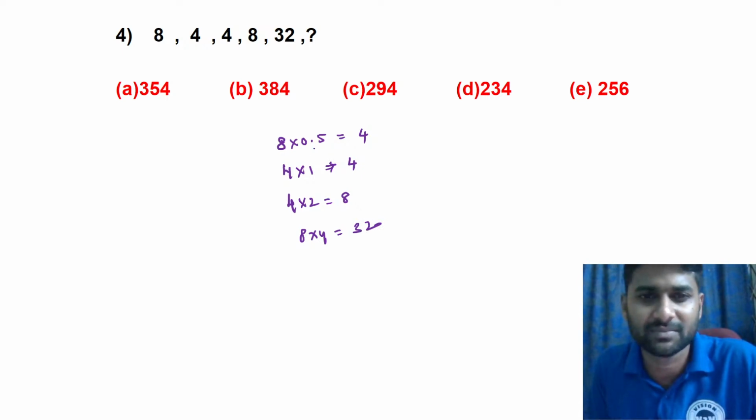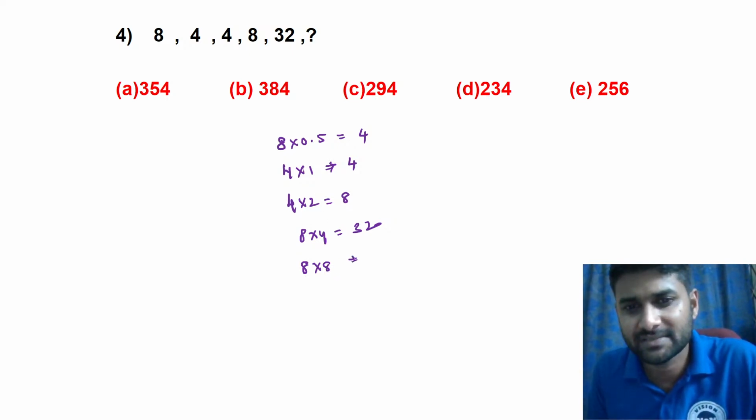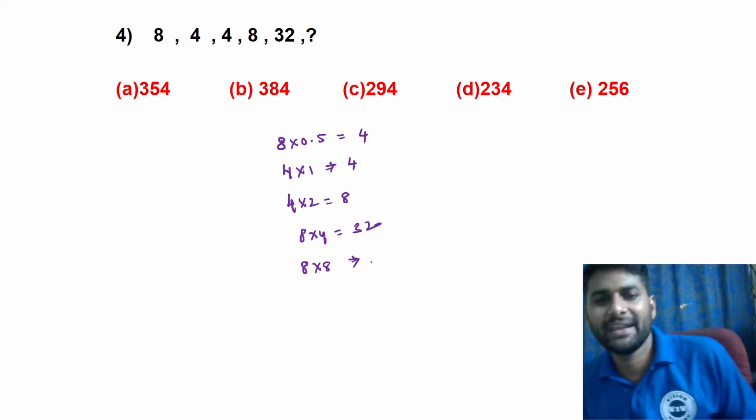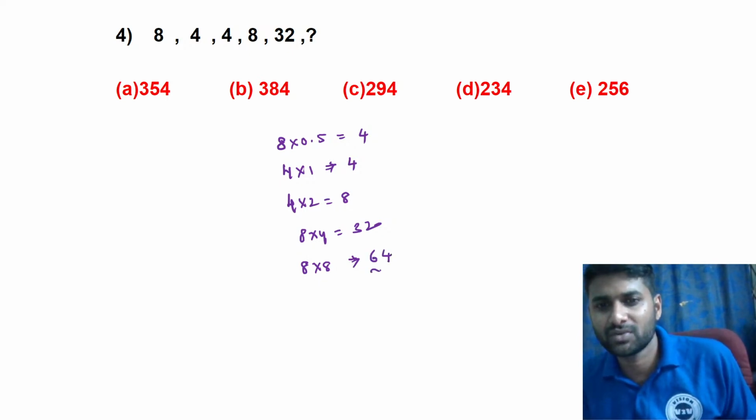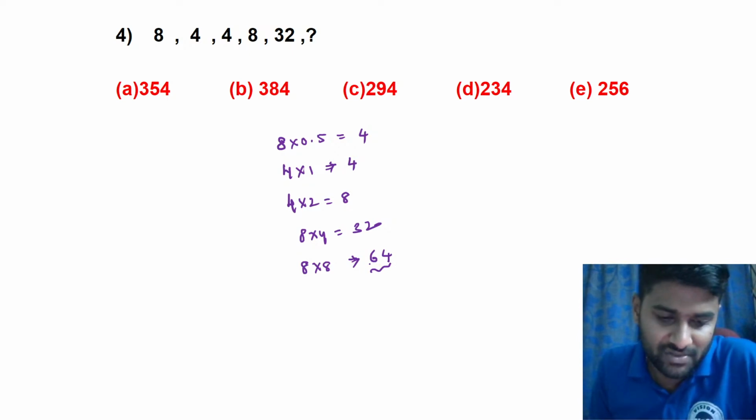Every time we are doubling the numbers: 0.5, 1, 2, 4, and the next number is 8. Now see 0.5, 1, 2, 4, and 8. Here, if you multiply 8 into 8, the resultant is equal to 64. Now see that, there is no such option.